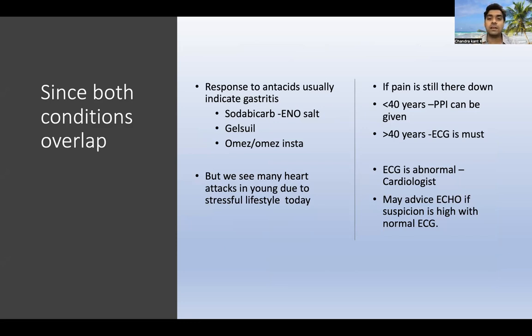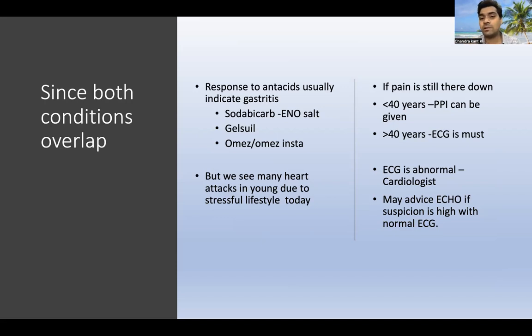So there is one thing: if you take some antacid and there is a quick relief, it means that it is gastritis. So that is one test. And if the chest pain is not coming down, we have to meet a cardiologist and he will get an ECG done and sometimes a 2D echo also to know the functioning of the heart. But these days, because of the stressful environments, the heart attack is not only a disease of the old age. It is seen in middle age also.